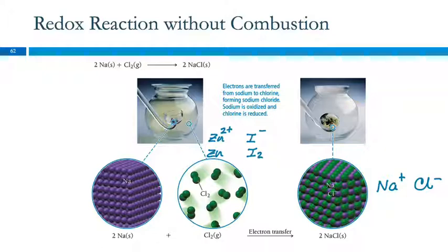So an element doesn't have a charge. When it becomes an ion, many of them have predictable charges, but an element by itself doesn't have a charge. So Zn2+ and Zn are different. They're very different. I- and I2, very different.